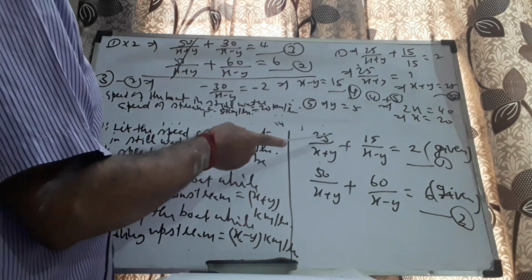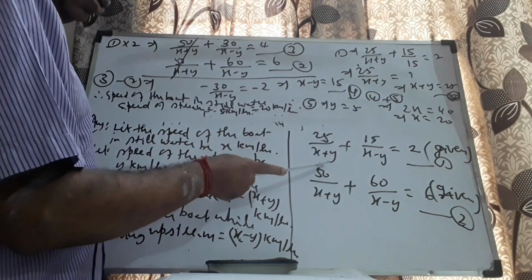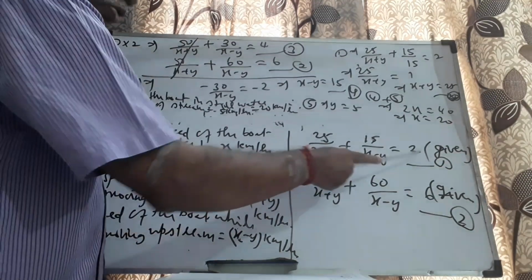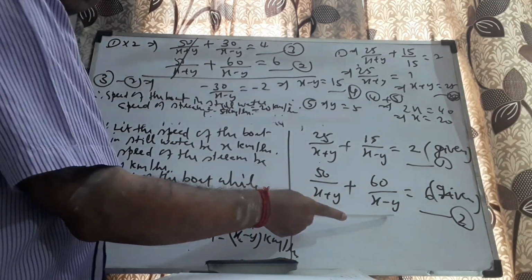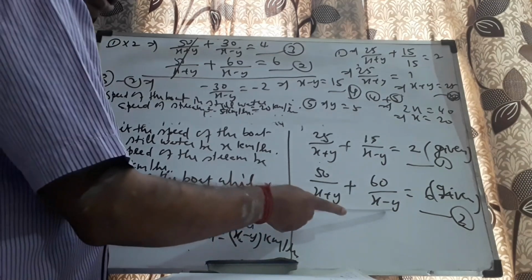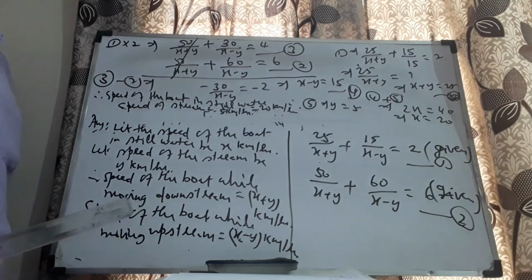You can check over here. 20 plus 5 is 25. 20 minus 5 is 15. 25 by 25 is 1. 15 by 15 is 1. 1 plus 1 is 2. 50 by 25 is 2. 60 by 15 is 4. 4 15s are 60. Therefore, we get 2 plus 4 is 6. Therefore, it satisfies both the conditions.